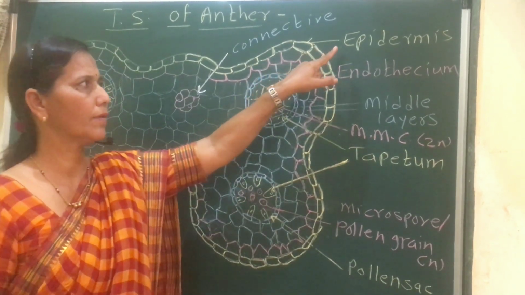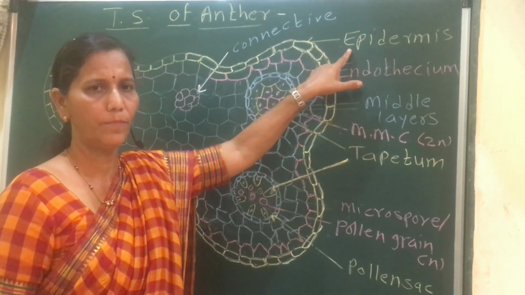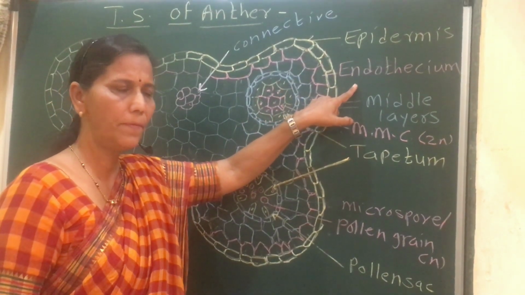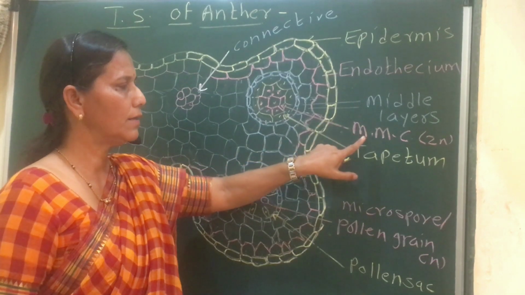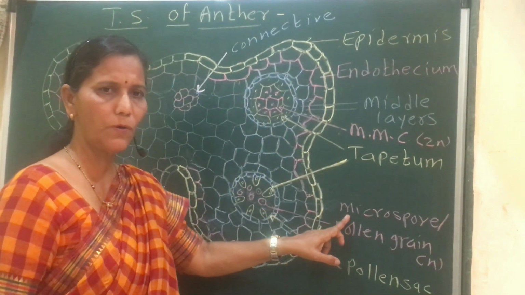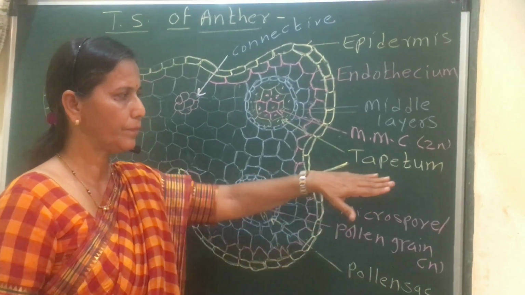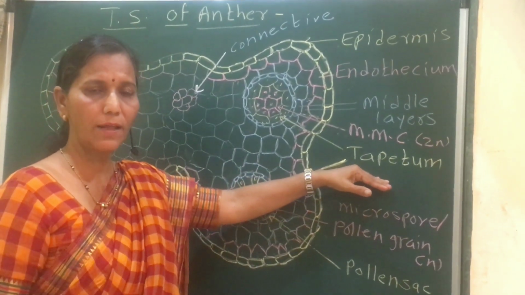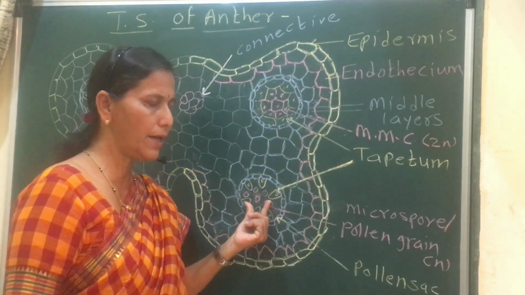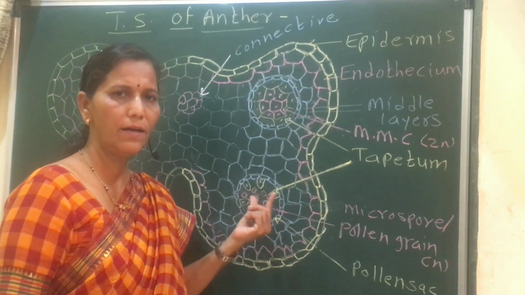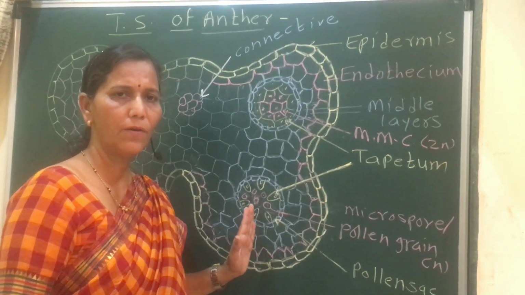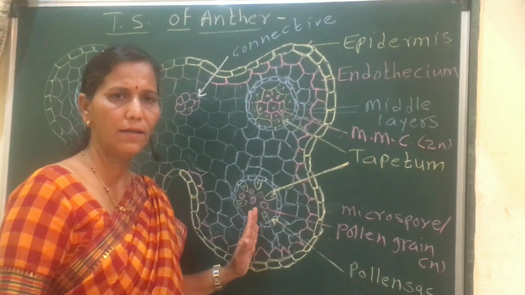Function: epidermis function, protection. Endothecium, dehiscence of anther. Then microspore mother cells will produce microspores after reduction division. Tapetum has two functions. First, to provide nourishment to the developing pollen grain, and second, to secrete the sporopollenin, which is part of the outer covering of the pollen grain.